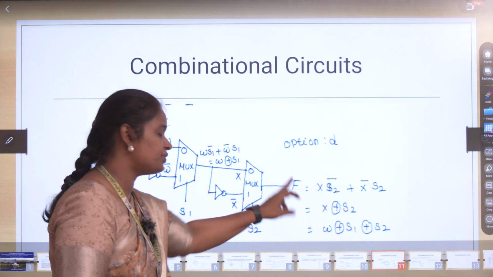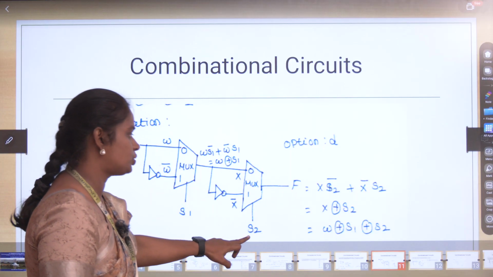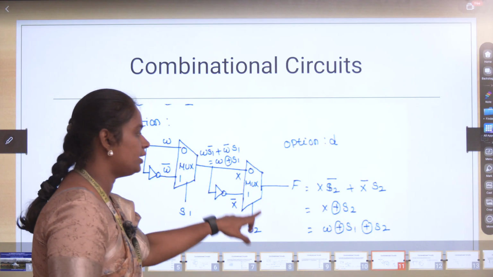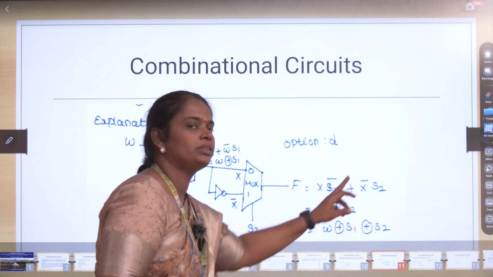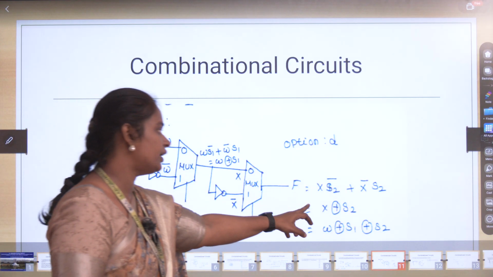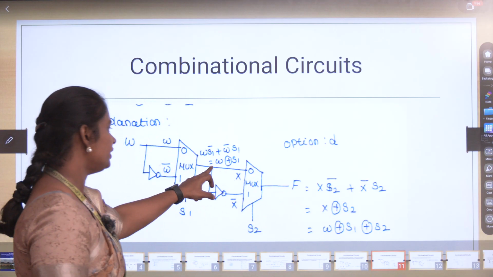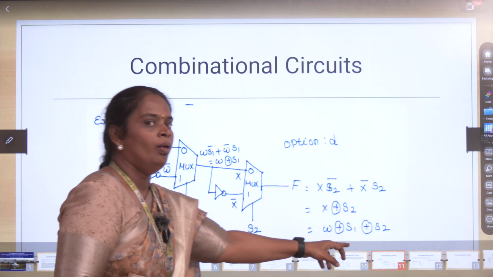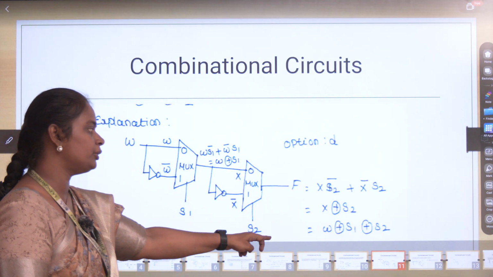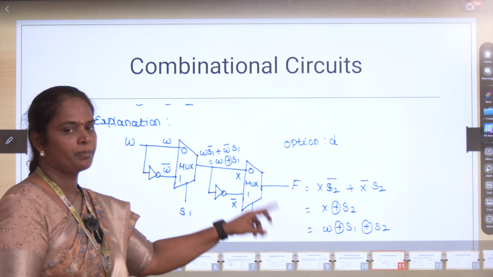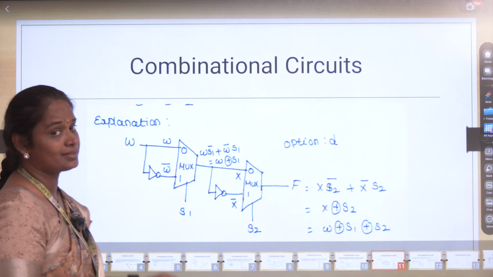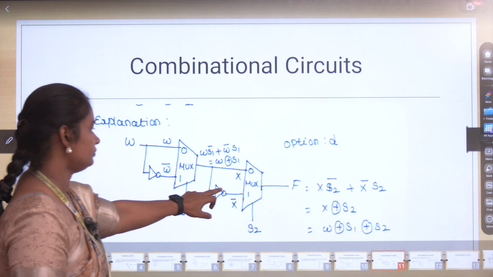Now we can write F is equal to X into S2 bar plus X bar into S2. It means both are XORed with each other. So we can write X XOR S2. We know that X is nothing but W XOR S1. The answer is W XOR S1 XOR S2. So option D is the correct answer.